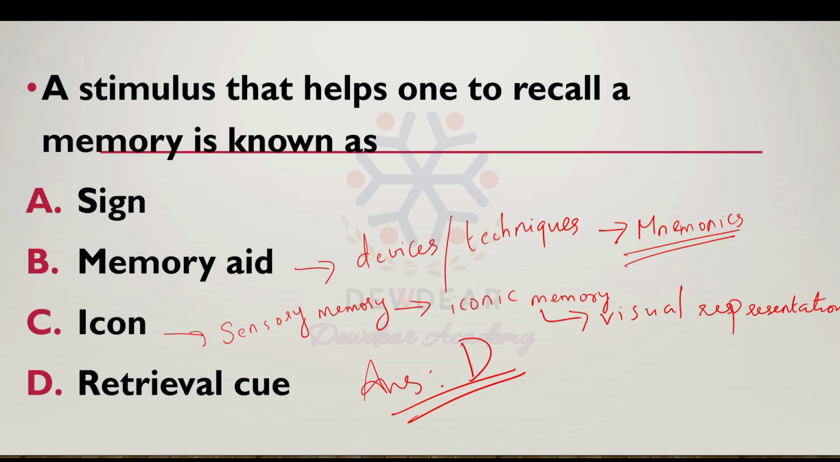And signs means they are the clues indicating something. Okay, some of the clues are known as the signs. So here the question is the stimulus that helps one to recall a memory is known as. So here the answer is option D, retrieval cue. Retrieval cues are the stimulus that helps to recall a memory.